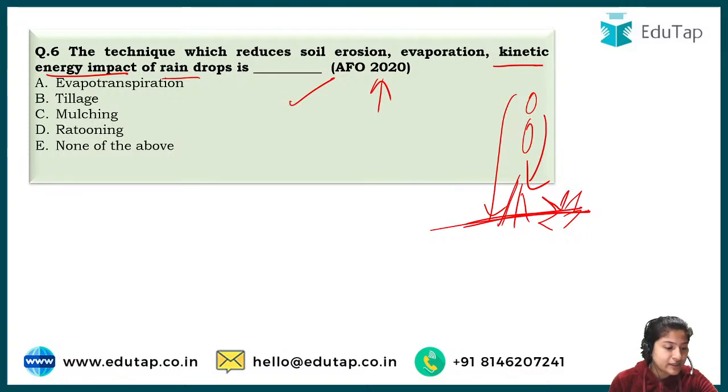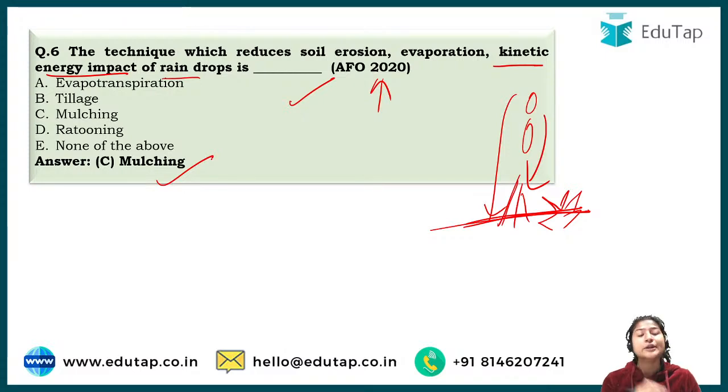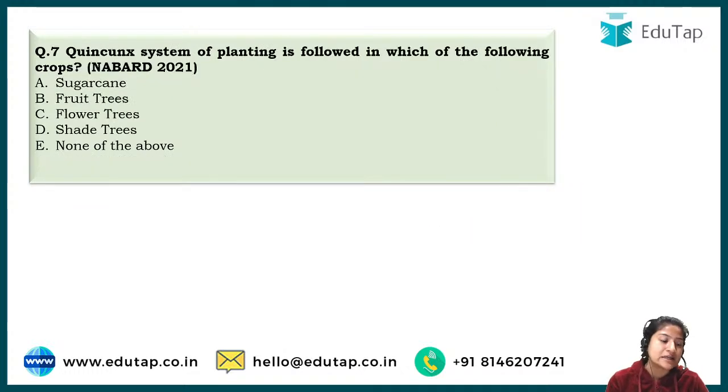He says mulching. Ayushi says mulching. Sangeeta says mulching. Sonu, Abhinav, very good. The correct answer to this is, of course, mulching. It helps to reduce erosion, evaporation, and also the kinetic impact of raindrops on the earth. So that is the correct answer. Now let's move to the next question.